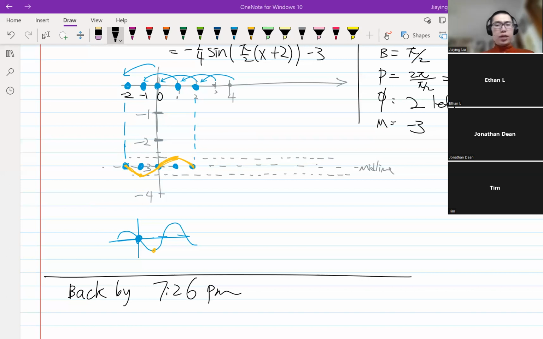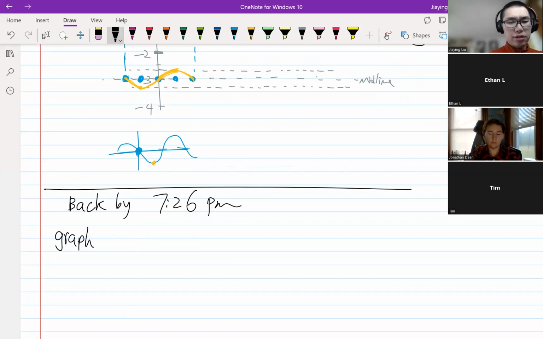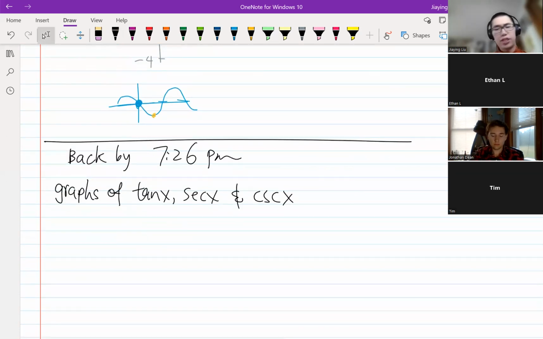All right, welcome back. So let's continue with our lesson today. The next thing we're going to talk about is graphs of tangent x, secant x, and cosecant x. So first of all, let's talk about tangent. Again, I'm not going to graph it in detail, but I just want to quickly sketch y equals, or f of x equals tangent x.